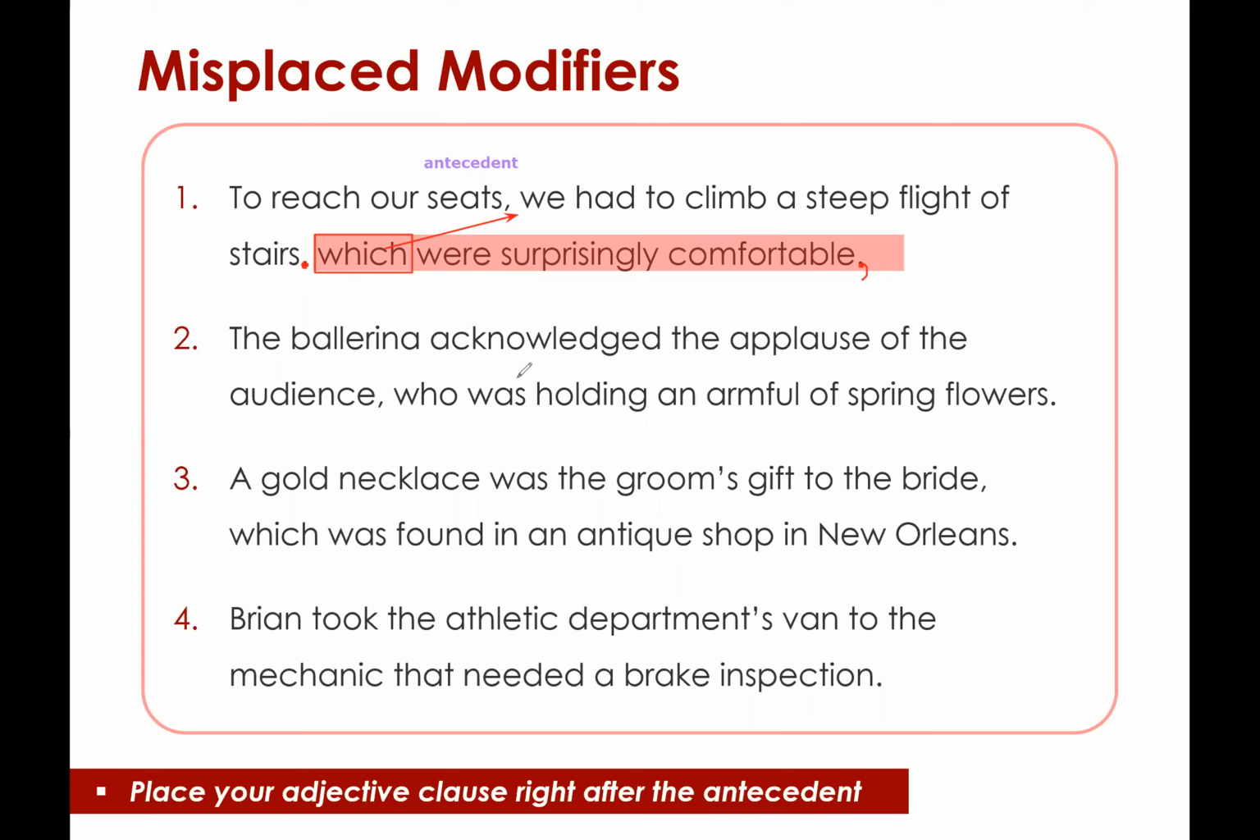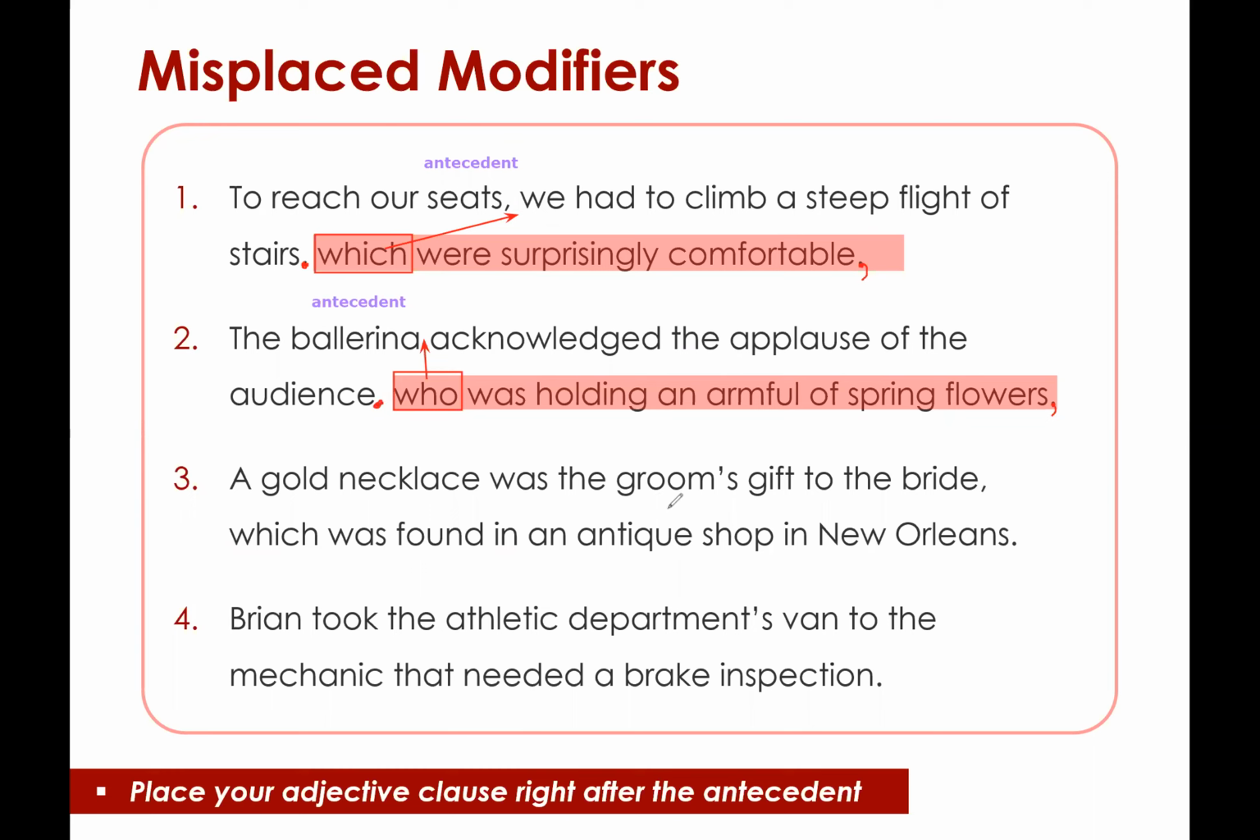And number two, the ballerina acknowledged the applause of the audience, who, again, we have relative pronoun who, is holding an armful of spring flowers. So right now it is placed after audience, but we can assume that it is actually the ballerina who is our antecedent. So again, we have to move it to after ballerina. And again, we want to change the punctuation after flowers to a comma, right? And use a period after audience.